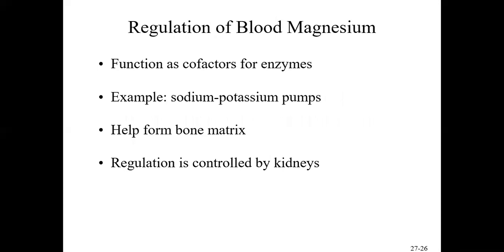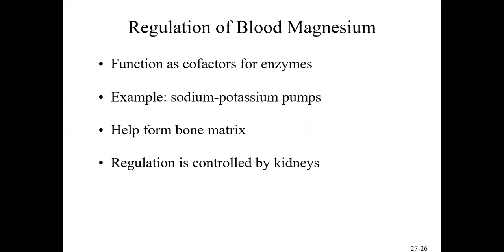And the last main ion we'll look at for this chapter is blood magnesium levels. Magnesium is an important ion because it helps enzymes become activated. That's called a cofactor. A cofactor is some kind of molecule that activates or turns on enzymes.